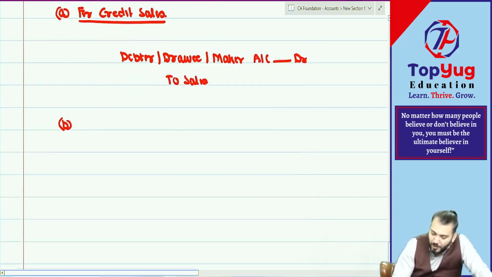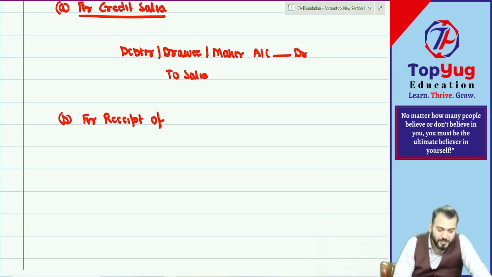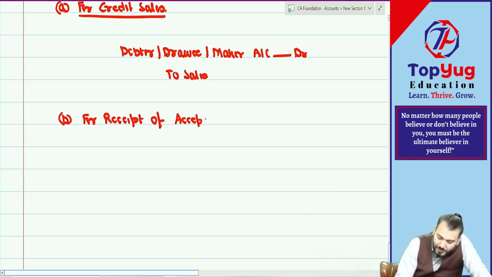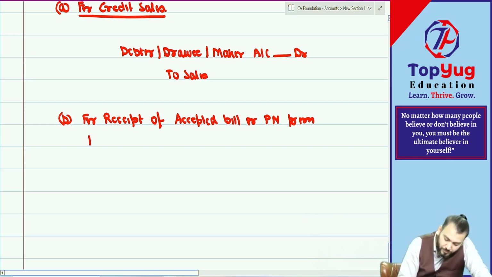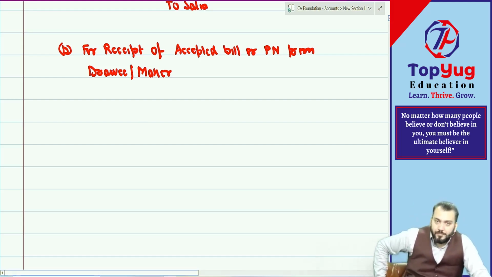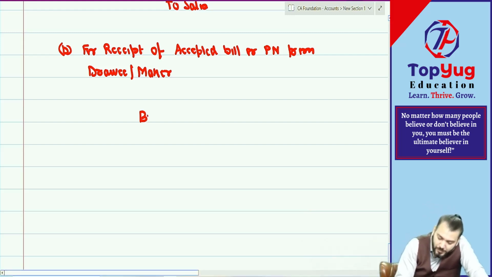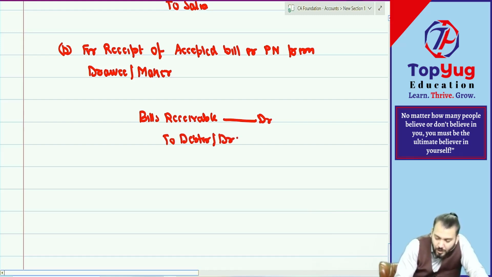Then the second journal entry is what? For receipt of accepted bill or promissory note from whom? Drawee or maker. What is the journal entry? Same journal entry. Bills Receivable account debit to what? To debtor, or drawee, or maker. Correct.